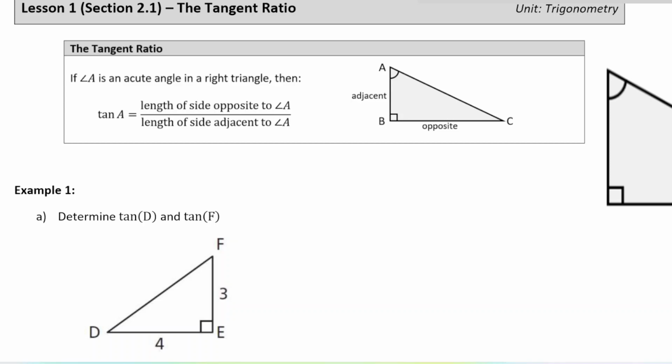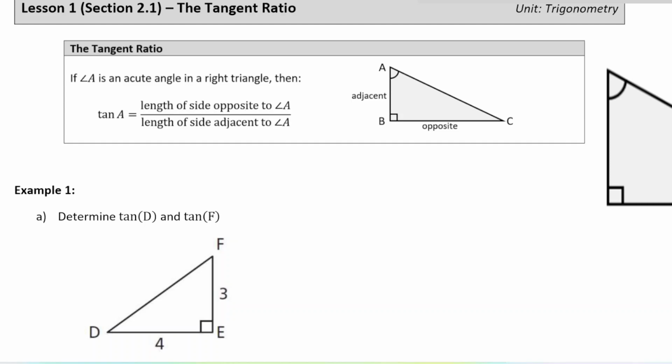This is a video to go over lesson 1, so section 2.1 of the textbook, titled the tangent ratio. So the definition of the tangent ratio is shown in this first box here. So let's look at what we're seeing here. We're going to be studying right triangles in this unit, and specifically we're going to be looking at the ratio of the different side lengths in the triangle.